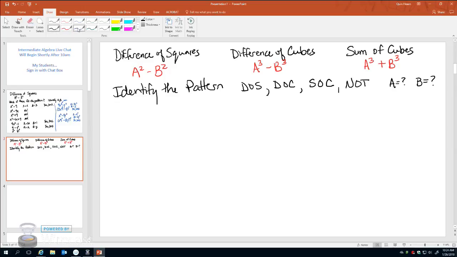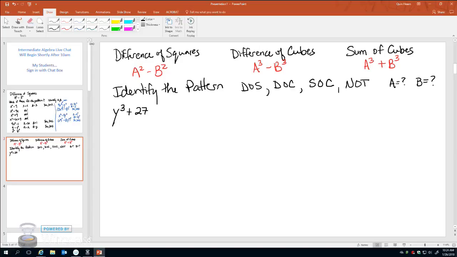Again, the reason we're doing this is because we're going to be able to factor things that fit these patterns in a special way, but we're not factoring yet. First, we're just going to learn to identify the patterns. So I am going to first start with the polynomial y cubed plus 27.